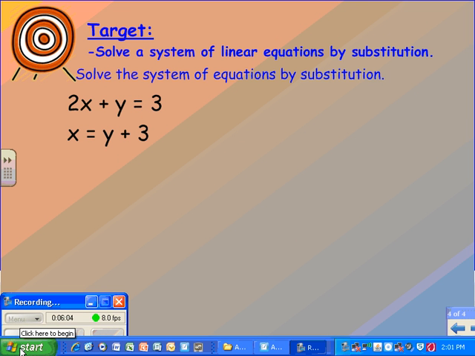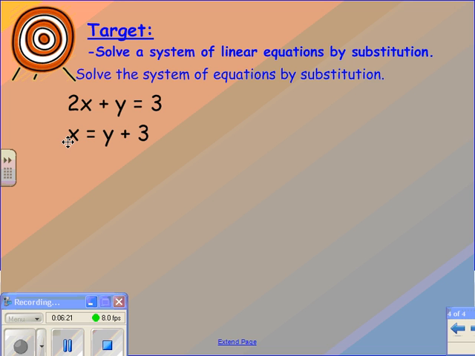All right, so this next system of equations that we want to solve, if you look at both of the equations, this one is not solved for one of the variables, but this one is. This time it's solved for x, because x is by itself on that side of the equal sign. So in this case, x and y plus 3 mean the same thing. The equal sign tells us that. So we can substitute y plus 3 in right here where we see x in the other equation.